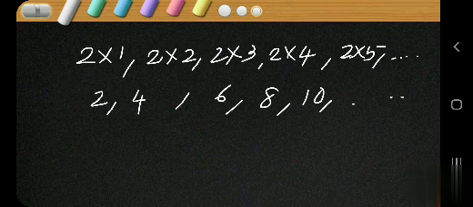We have written here 2 into 5 is a multiple of 2. After that we can write 2 into 6 is a multiple of 2, 2 into 7 is a multiple of 2, etc. It will go on like this.